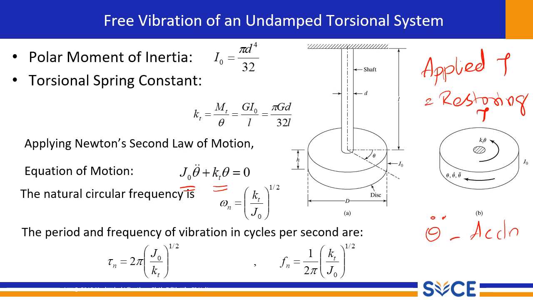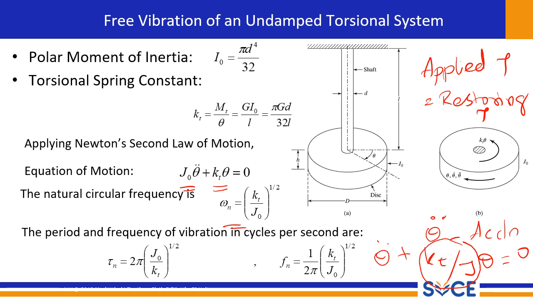From this equation of motion, you can further write theta double dot plus K_t divided by J_0 times theta equals 0. This K_t divided by J_0 gives the square of the natural frequency. This frequency represents the system's inherent tendency to oscillate. It is calculated as the square root of K_t divided by J_0. What is K_t? It is the torsional stiffness. J_0 is the polar moment of inertia.